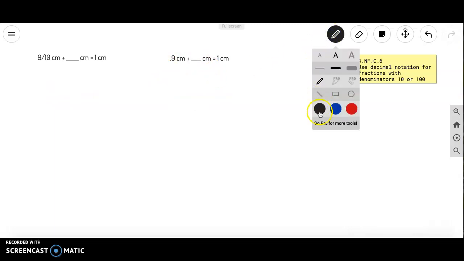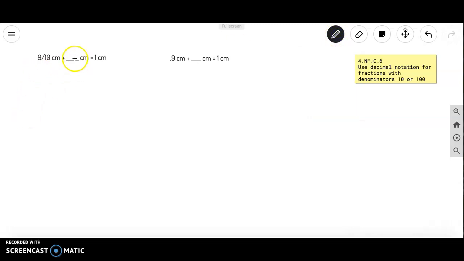So I'm going to make sure I have my pencil here. 9/10 plus blank equals 1 centimeter. Well, to find this blank, all I have to do is find the difference, the opposite of addition, subtraction. So I'm going to take my 1 centimeter and I need to subtract 9/10 from it. Now to subtract from a whole number, you have to put it over 1, make it a fraction. So we have 1 over 1.